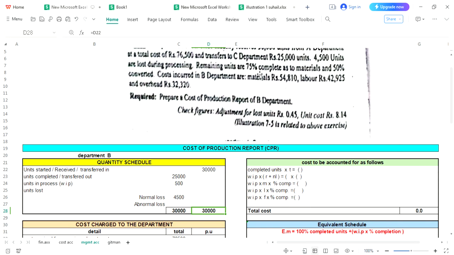Remaining units are 75% complete. What these elements are: 75% complete as of material, 50% converted. These are percentage completions. All right, we will use it. Now let's see what is next for us.